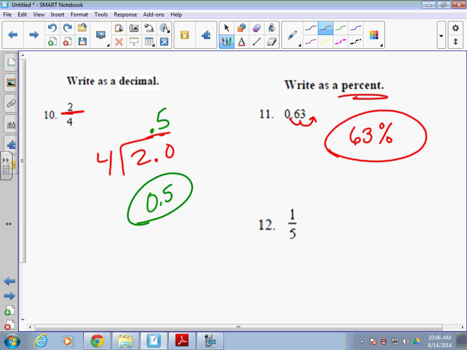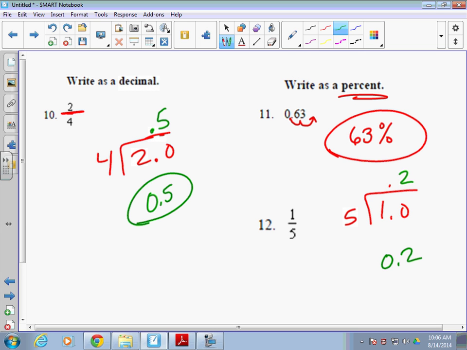1/5, we're going to write that one as a percent as well for number 12. It's kind of a combination between 10 and 11. You're going to do 1 divided by 5, so you're going to have to add a decimal. You know that the number 5 goes into 10 2 times, so it's going to be 0.2. And then treat it just like number 11.